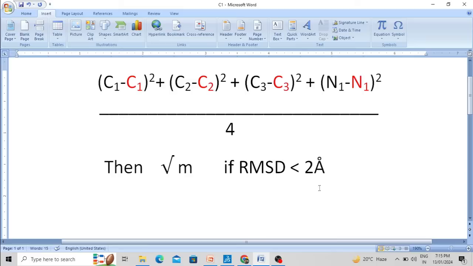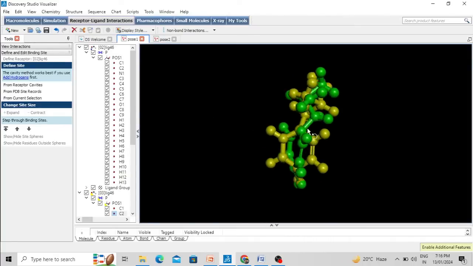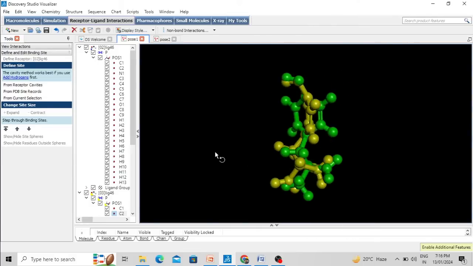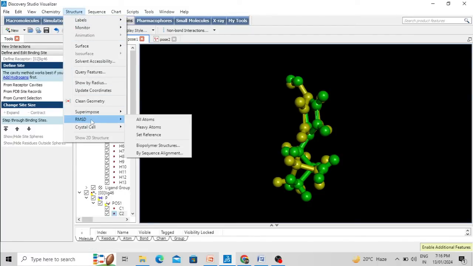Okay, so if the root mean square deviation is under 2 angstrom, it is usually considered that these poses are very similar. Or if the RMSD is above 2 angstrom, then it is considered that the two poses are quite dissimilar. Okay, so now let's see what is the RMSD between these two poses. After superimposing these two poses in Biovia Discovery Studio, we can calculate the RMSD between them. So go to the structure and then click on this option RMSD.